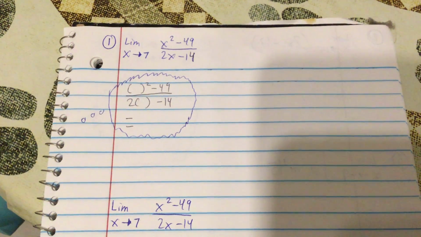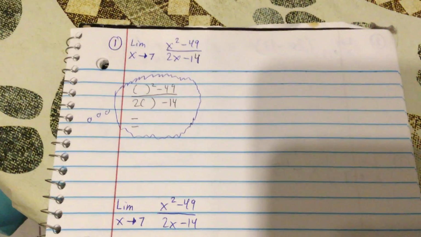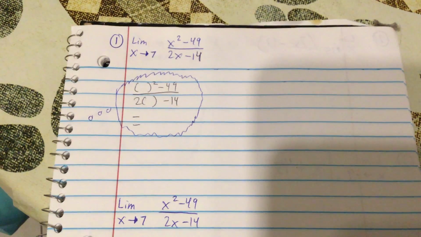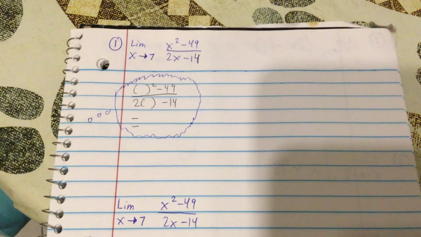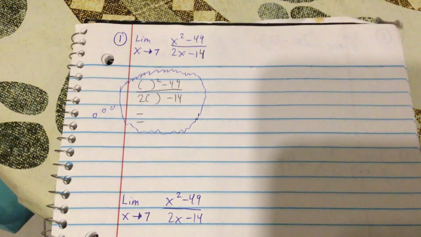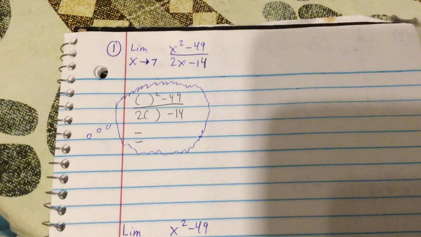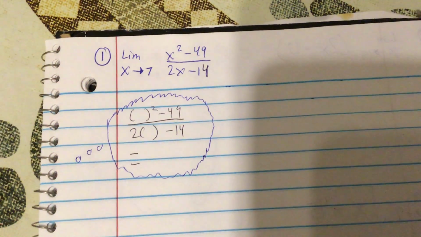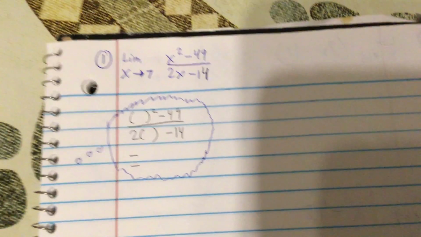And you're allowed to use the factoring method or L'Hopital's rule. Remember, you can only use L'Hopital's rule for 0 over 0. It doesn't make sense to do L'Hopital's rule when it isn't 0 over 0. So let's take a look at problem number 1. The limit as x approaches 7 for x squared minus 49 over 2x minus 14.